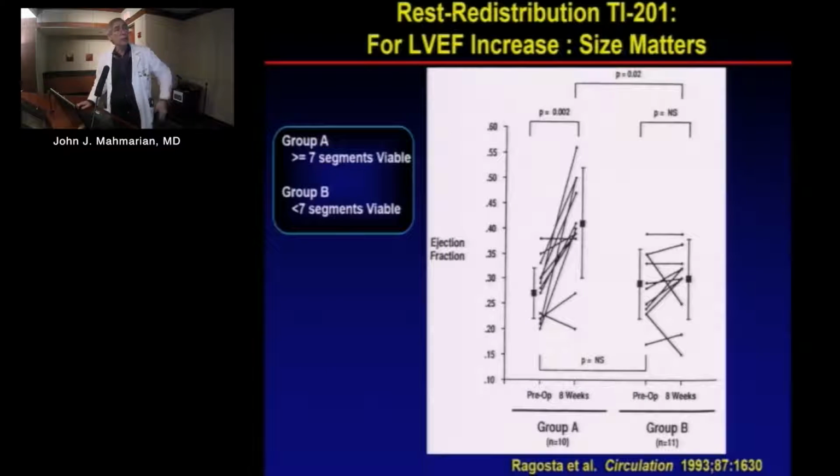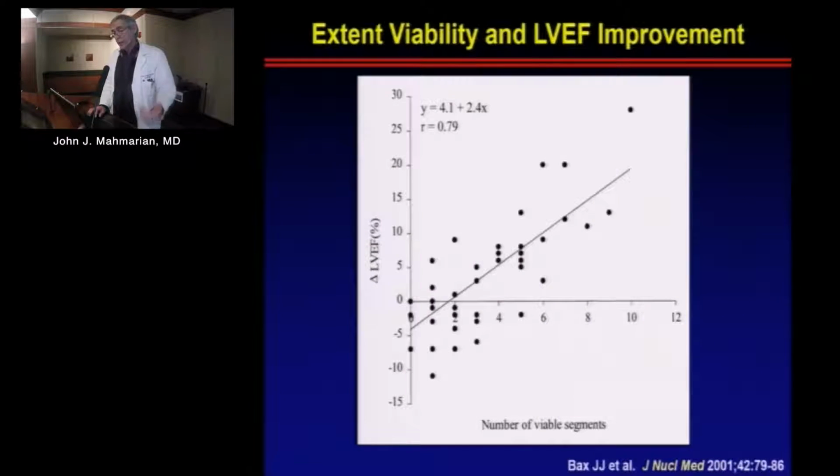This is some data from George Beller's laboratory many years ago, looking at the number of segments using rest redistribution thallium imaging. And you can see in this study, if you had more than 7 viable segments, you had a much greater improvement in overall ejection fraction as compared to if you had less than 7 segments, so size does matter. This has also been shown with technetium.